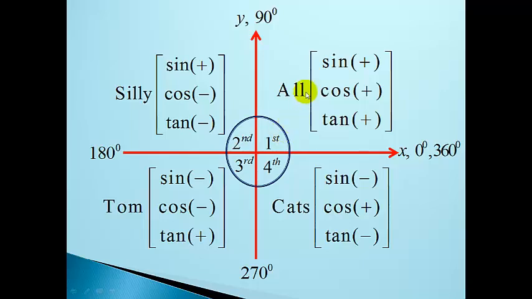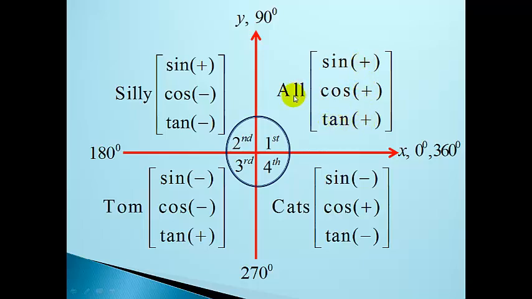Now, looking at the first quadrant, we have all. Sine is positive, cos is positive, and tan is positive. What do we mean by this? This means that between 0 degrees and 90 degrees, the sine, cos, and tan of any angle will give you a positive answer.